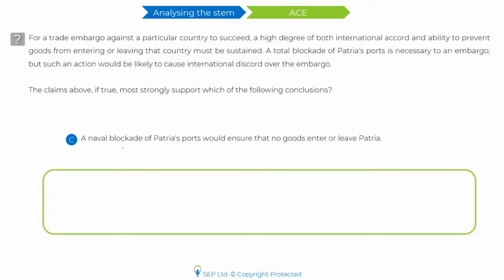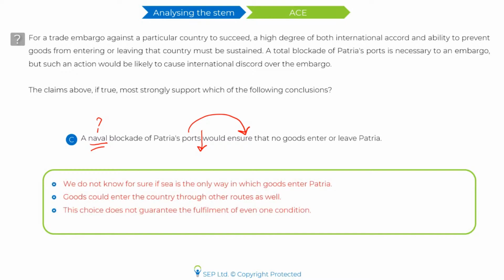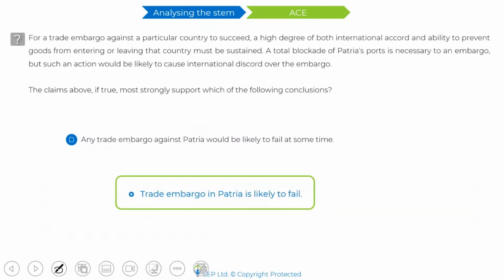A naval blockade of Patria's port. Now I would stop and ask myself, well, no naval blockade is mentioned. All right, we are blocking the ports. Let's assume for the moment that the Navy will be called in to block the ports. But would that ensure that no goods enter or leave Patria? What if there are some air routes or land routes through which the goods can enter or leave Patria? So we do not know for sure that the blockade of the port is going to make sure that nothing leaves or enters Patria. So this is again out of scope.